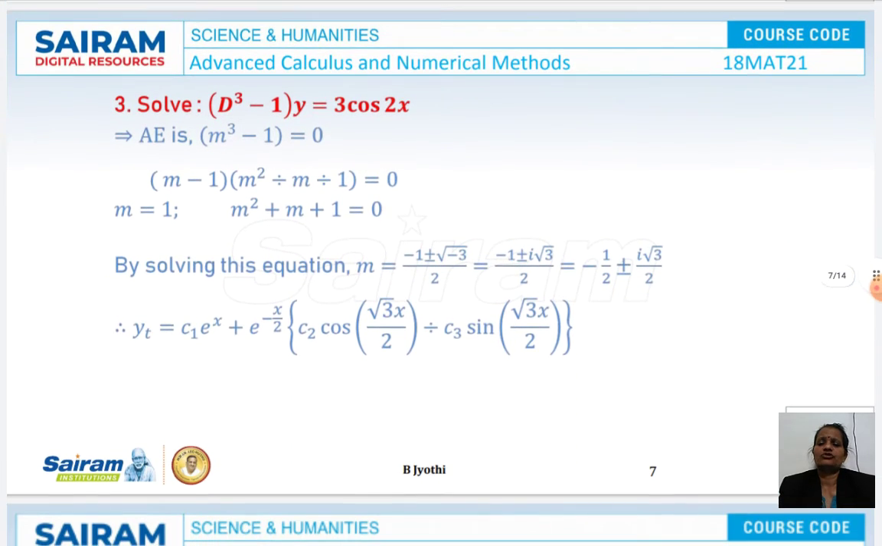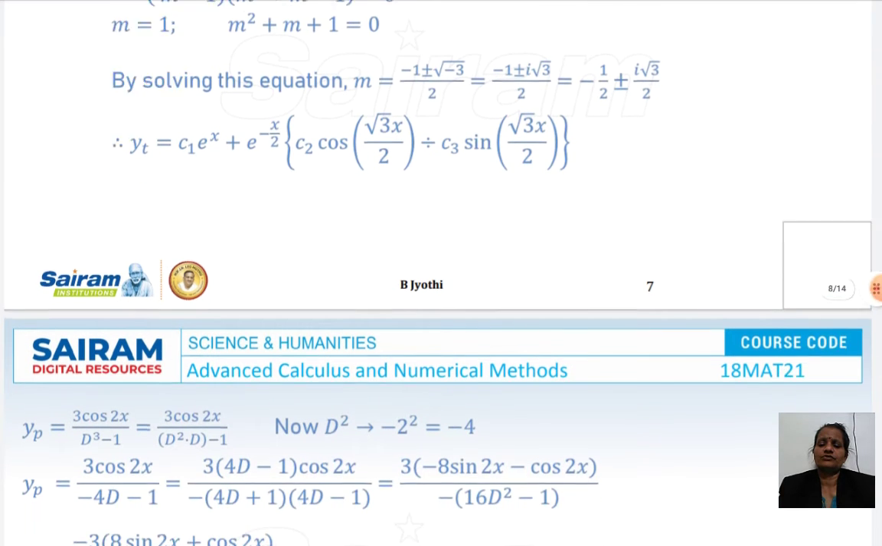Next question. (D cube minus 1) of y is equal to 3 cos 2x. So the auxiliary equation is given by m cube minus 1. On solving, we get the roots of this equation as 1, comma, minus half plus or minus i root 3 by 2. Therefore, yc is given by c1 e power x plus e power minus x by 2 into (c2 cos root 3x by 2 plus c3 sin root 3x by 2).